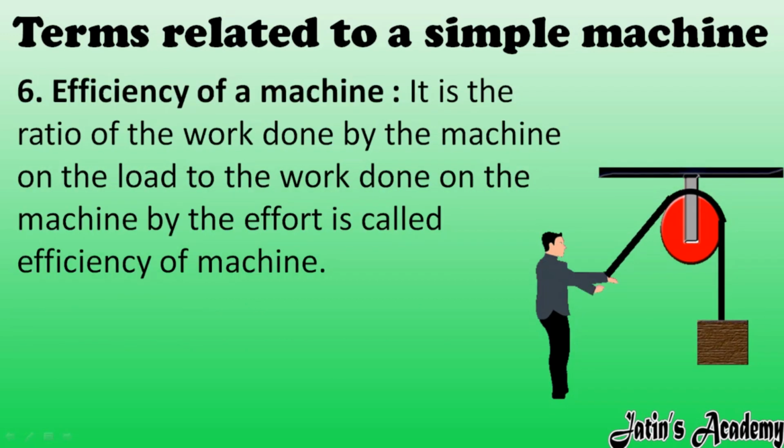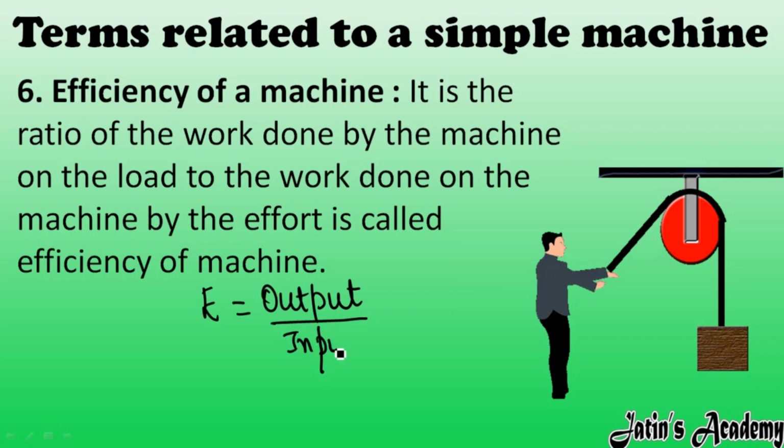Next important term related to a simple machine is the efficiency of a machine. So what do you mean by efficiency of a machine? Efficiency of a machine is defined as the ratio of work done by the machine on the load, which is also known as output, over work done by us on the machine, or you can say input. So efficiency has the formula output over input. If you want to calculate the efficiency percentage, the formula is output over input multiplied by 100. This you can simply learn also. Fine, this is known as efficiency of a machine.